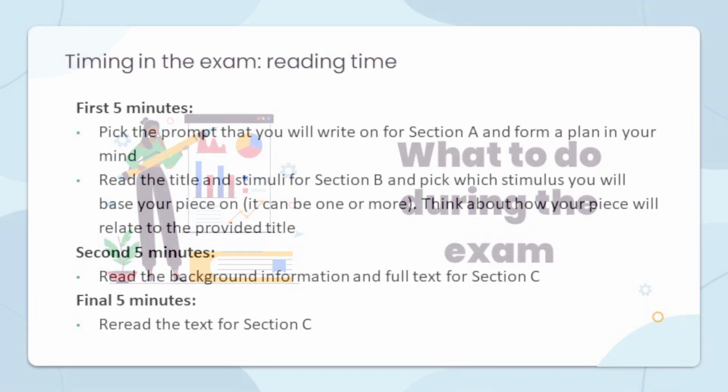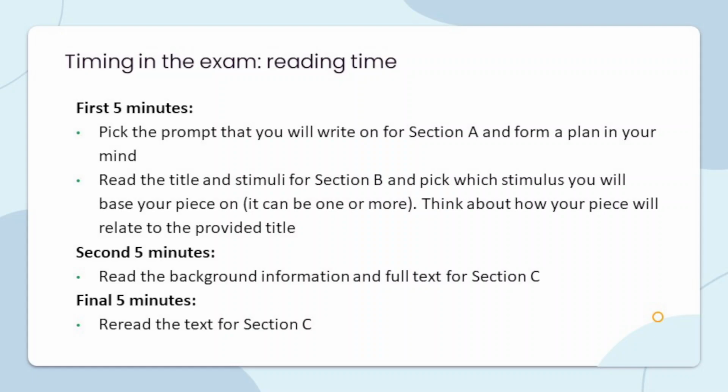So in the first 5 minutes of your reading time, pick the prompt that you're going to write on for section A. So in section A, you'll have all the text that students can study for section A. And for each, there'll be 2 prompts. So you'll go to your text that you're preparing for and you'll look at the 2 prompts and you'll pick the one that you're like, yeah, I know I can write a good essay on that one.